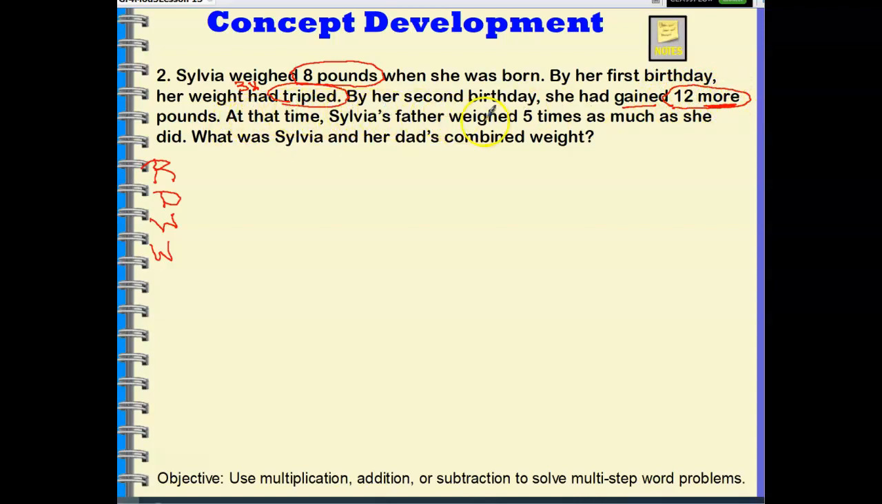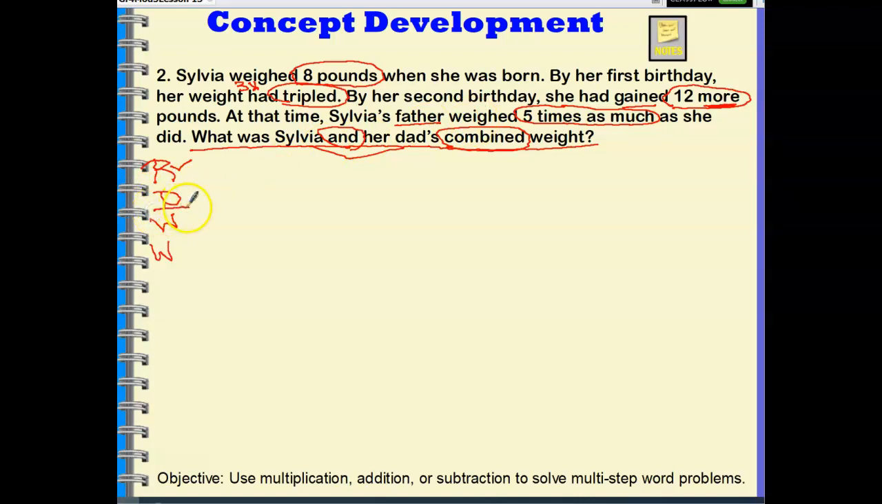At that time, Sylvia's father, so at the time that she was 2, Sylvia's father, so we're looking at Dad's weight now, weighed 5 times as much as she did. So the question I want to know is, what was Sylvia and her dad's combined weight? So Sylvia and her dad and their combined weight. So that means that I'm going to be putting together Sylvia's weight and Dad's weight. All right, so I've read my problem. I've thought about the things that it was telling me. So the next thing that I want to do is I want to draw it.